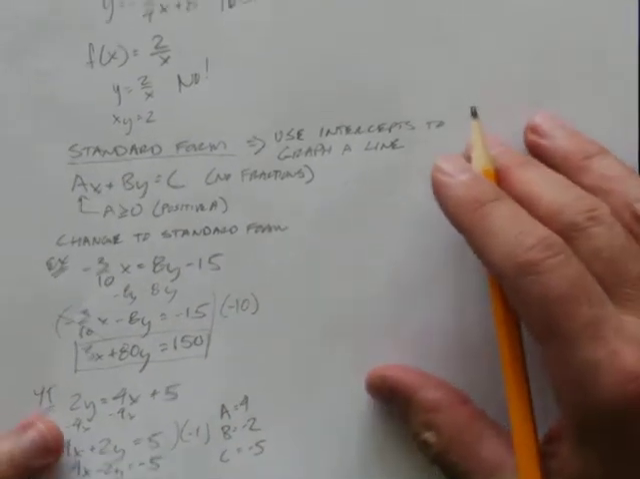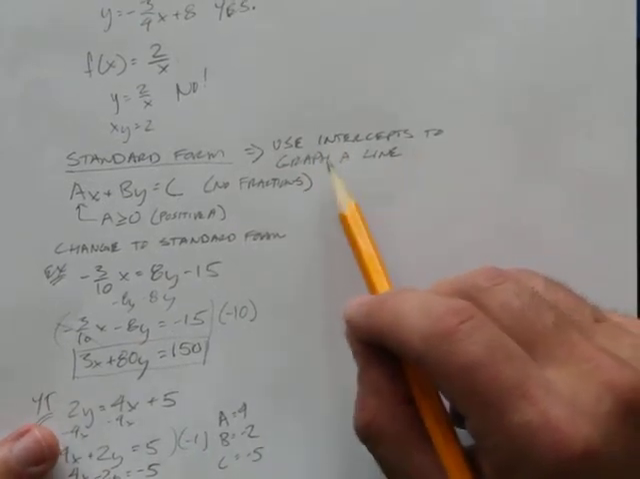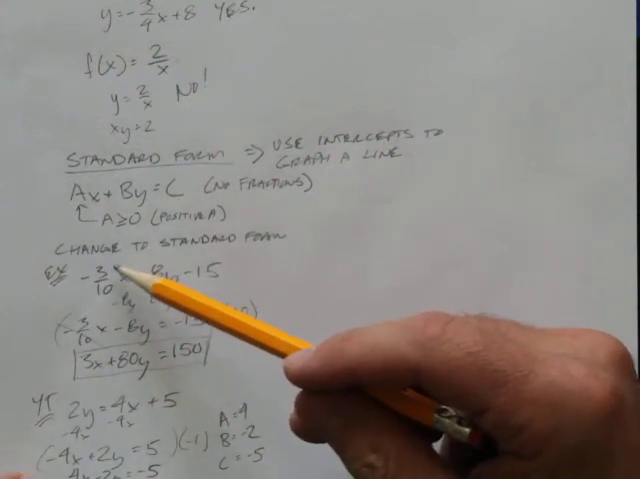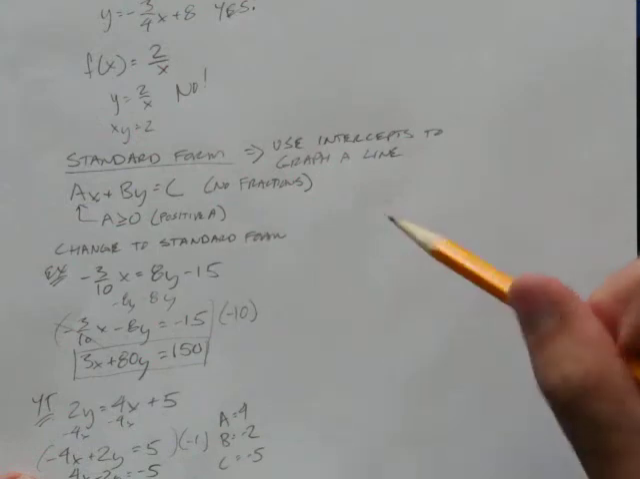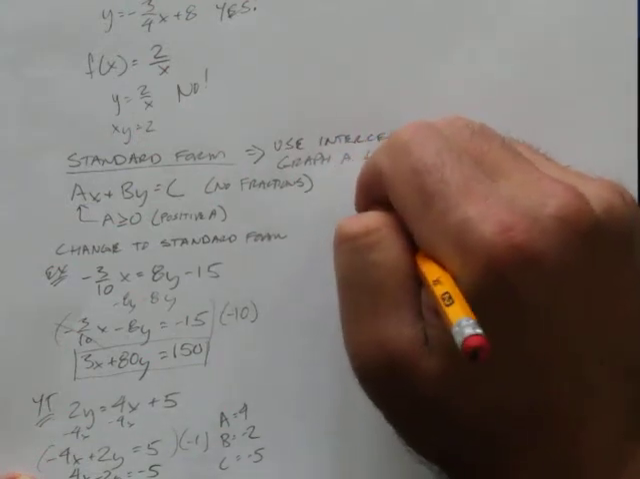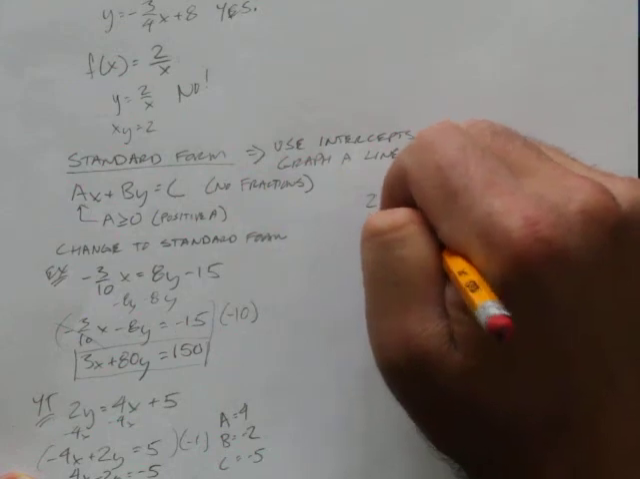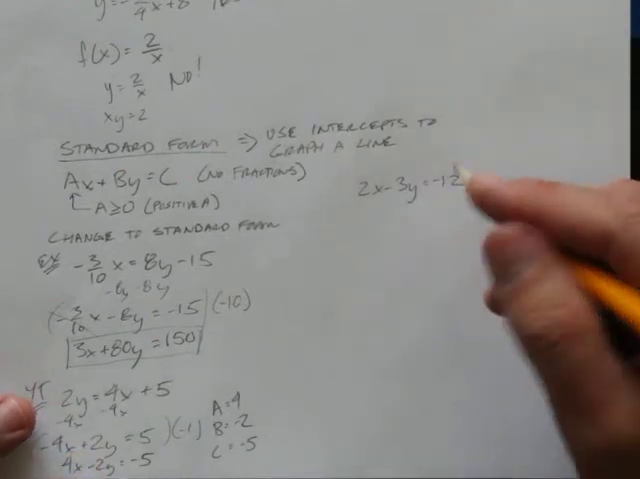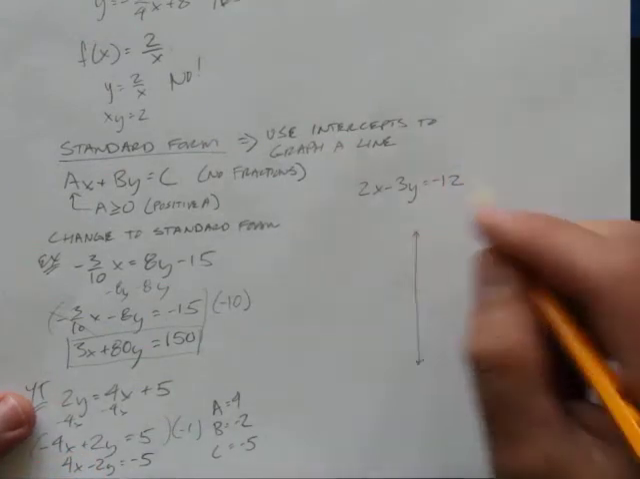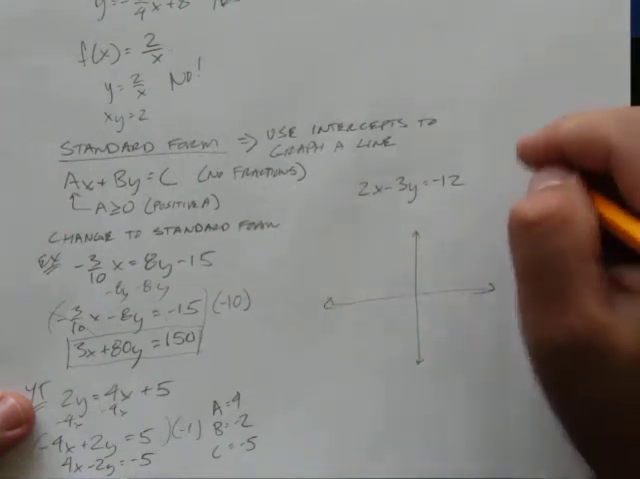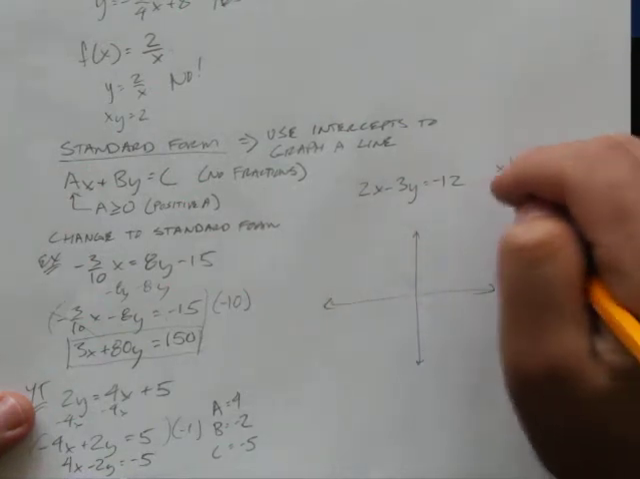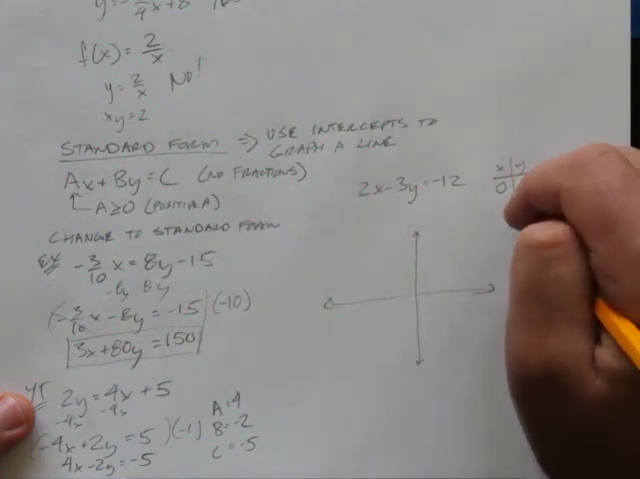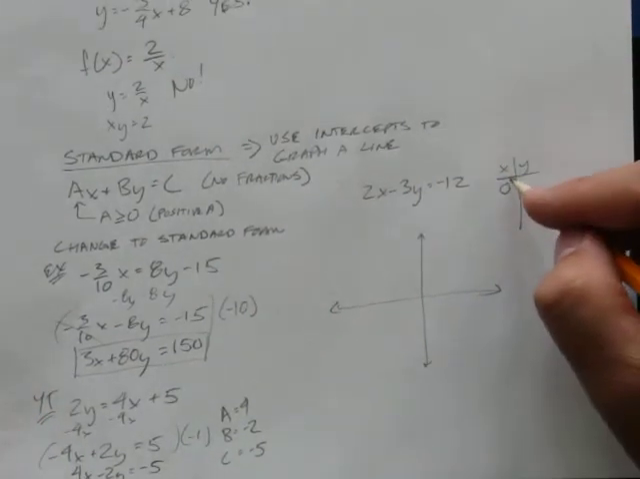Now, one thing I'd like to show is how to use these intercepts to graph a line. So now we've changed our equation to standard form. Here is standard form of an equation, 2x minus 3y equals -12. Here's how to use this standard form to graph a line. All I do is make a t-table, and when I plug in 0 for y, I get my x value. So I plug in 0 for x.